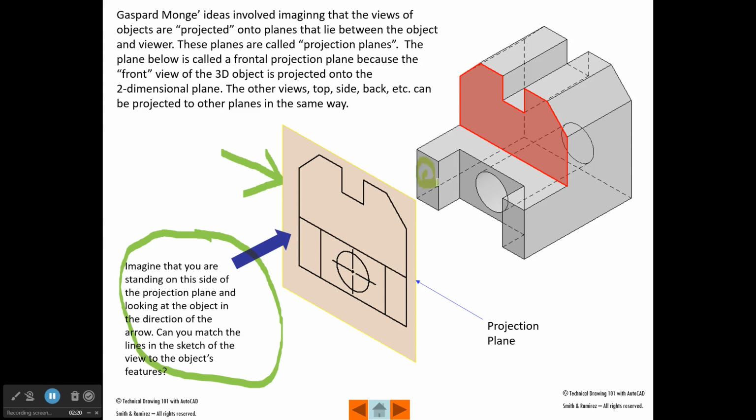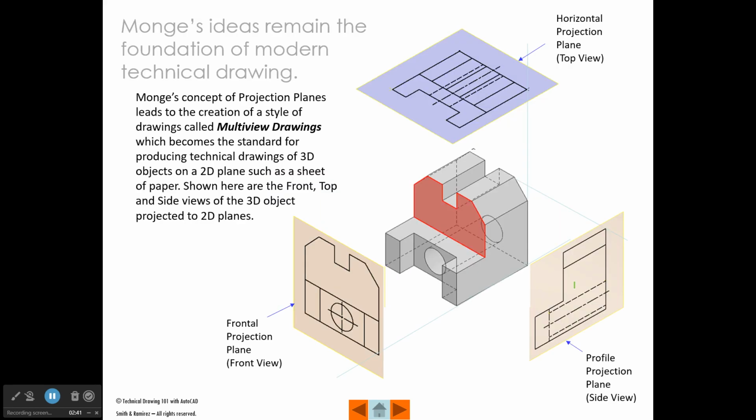So for example, this plane right here becomes this plane here. The plane in red in the background is this plane, and here we see this hole that's projected onto here. It even has some center lines or center marks on it. And this plane we see right here is this plane. Monge's ideas really became the foundation of modern technical drawing.